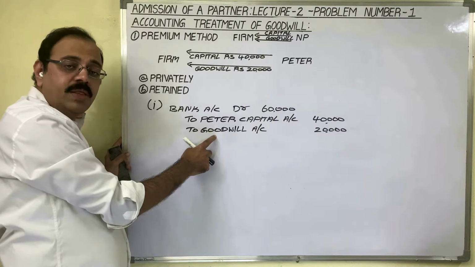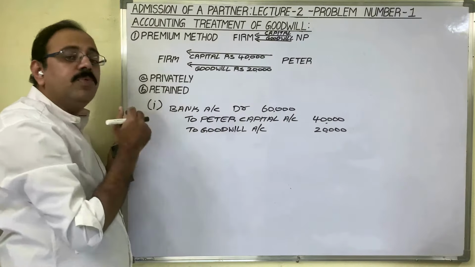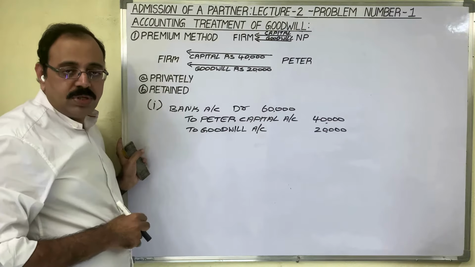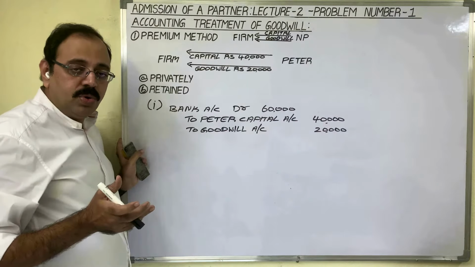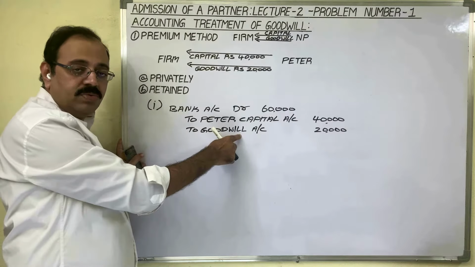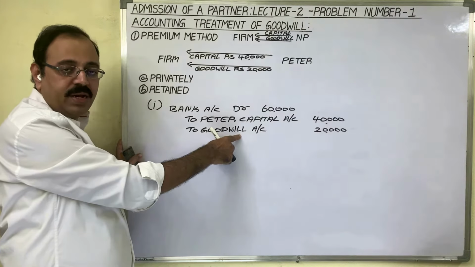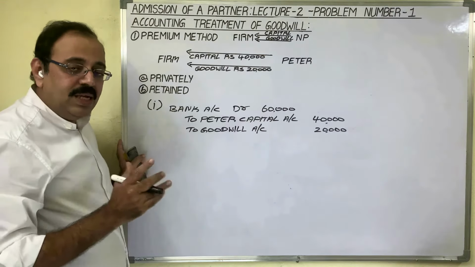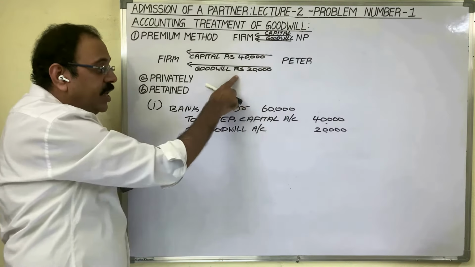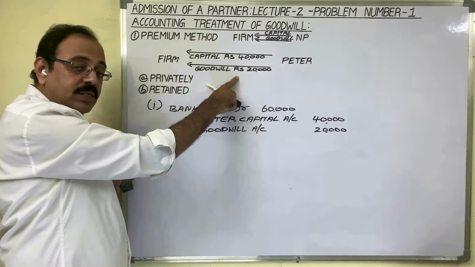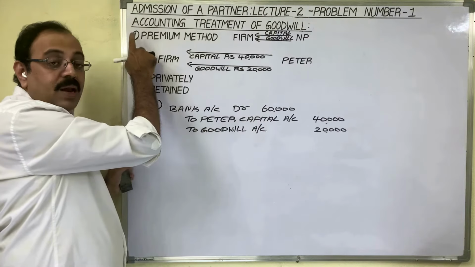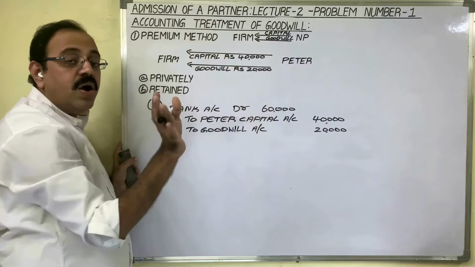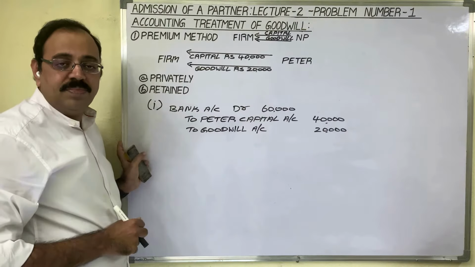Why? You may think that goodwill is an income to us because money is coming, so it is a nominal account, and as per the nominal account rule we are crediting goodwill account. Even that is not correct. Why are we crediting goodwill account here? See, this goodwill of 20,000, who takes it? The old partners, Ram and Rahim. So this goodwill is not an asset to the firm.